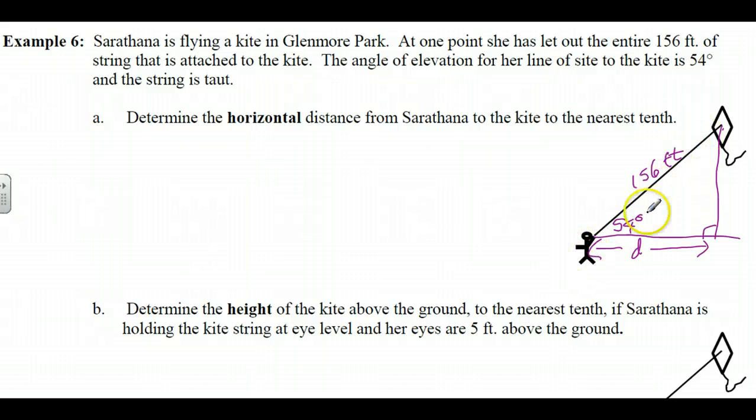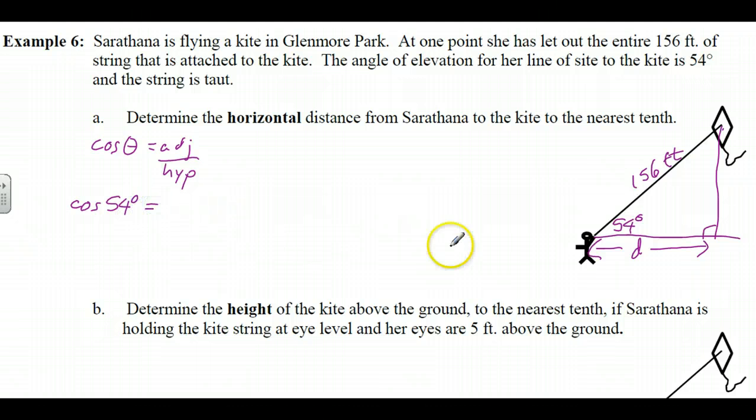Okay, in solving a trig problem, we name sides. This is the hypotenuse. This is adjacent to the 54 degrees. Which ratio relates adjacent and hypotenuse? It's the cosine ratio. So we say cos theta. This is my formula, right? The cosine of an angle is adjacent over hypotenuse. The cosine of 54 degrees is adjacent, okay? That's our D value, over hypotenuse, which is 156. Okay, remember, no units here, but they'll come back in.